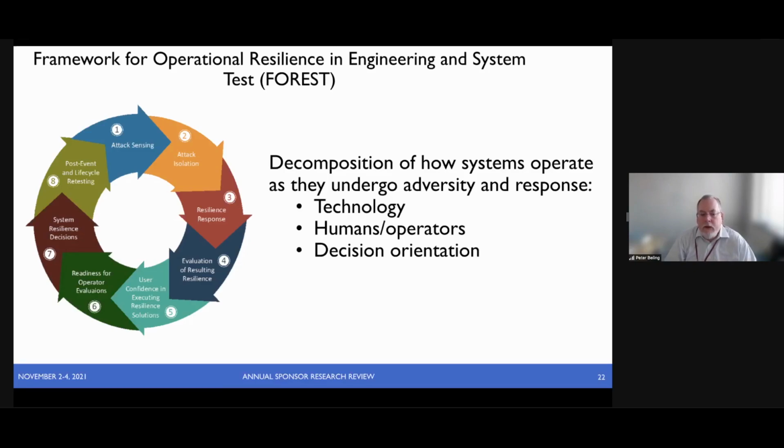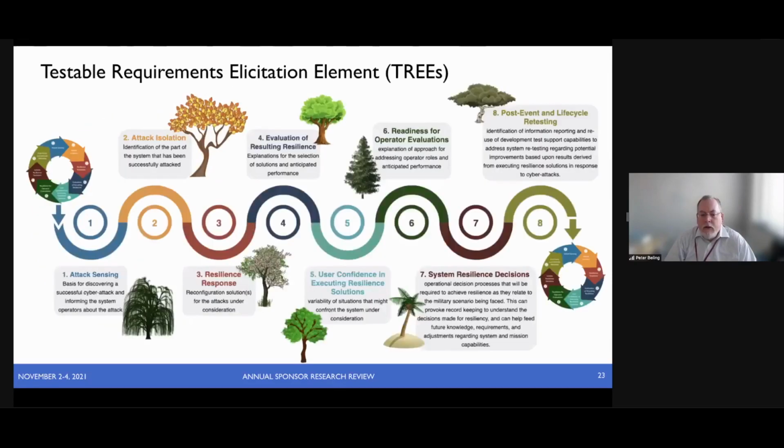So let's switch to the next slide, and I can walk through some of those in a little bit more detail. These are things that we call the testable requirements elicitation elements. Although I have to confess that when we're speaking to the test community, we have a little bit different name for them that gets to test questions, and I'll get to test in just a few moments. And of course the joke is that if we have a forest, we must have trees, right? So testable requirements elicitation elements: trees.